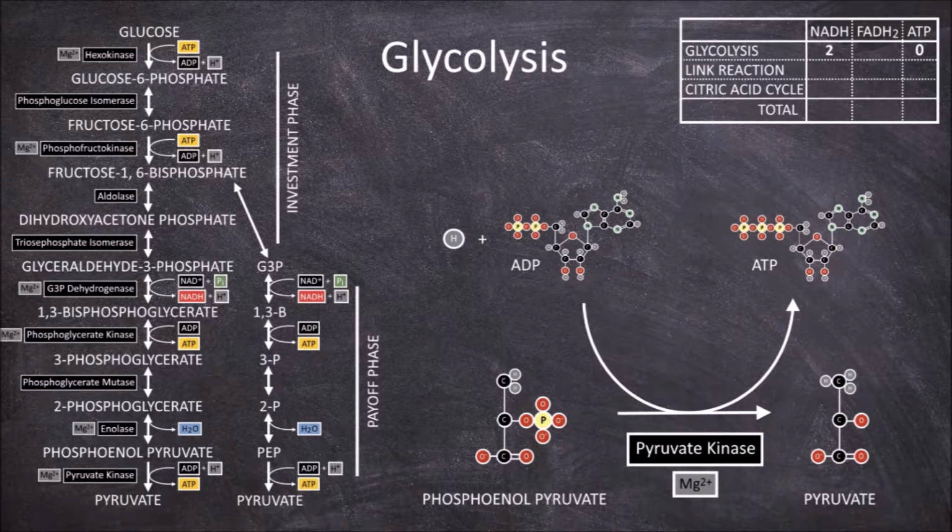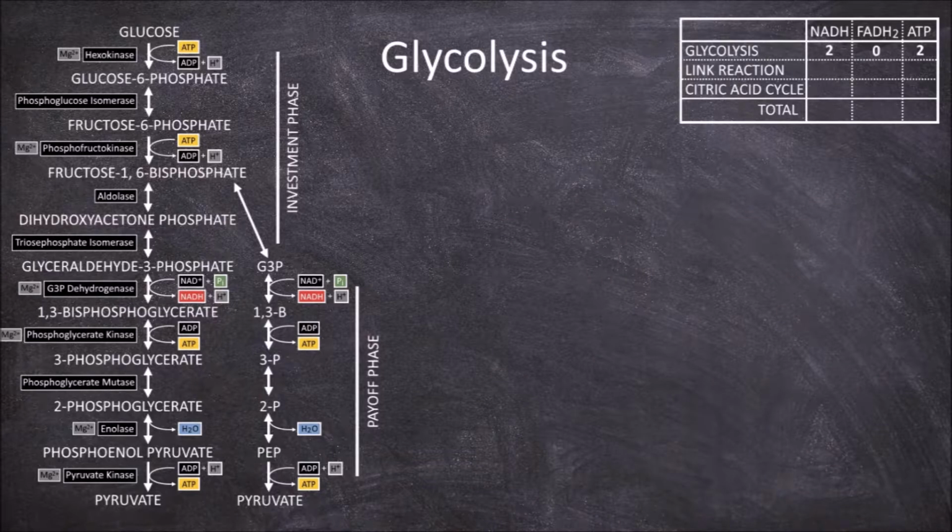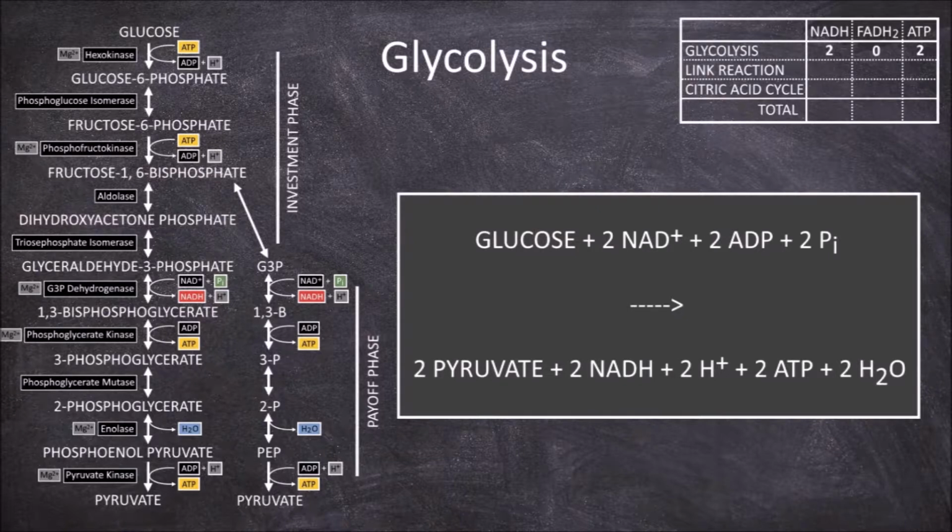Since it occurs twice, 2 ATP are produced for 1 molecule of glucose. This takes our net total for 1 molecule of glucose to a total of 2 NADH and 2 ATP at the end of glycolysis. The overall reaction of glycolysis is 1 glucose molecule, 2 NAD+, 2 ADPs, and 2 inorganic phosphates gives us 2 pyruvate molecules, 2 NADHs, 2 hydrogens, 2 ATPs, and 2 water molecules.